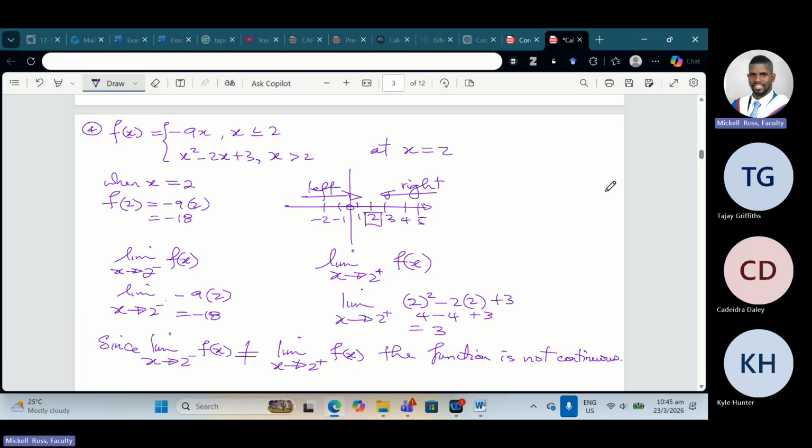It's based on which function you will use when it is less than 2, or when you're approaching 2 from the left-hand side. Which function will you use when you're approaching 2 from the right-hand side? That is the difference.